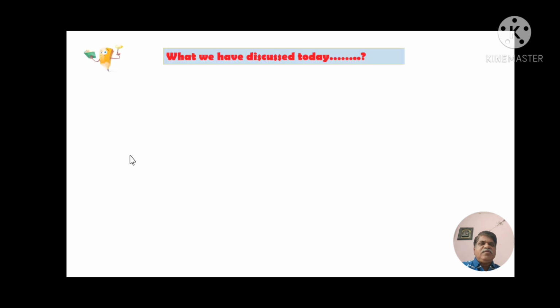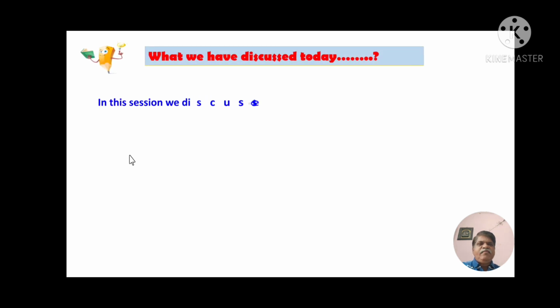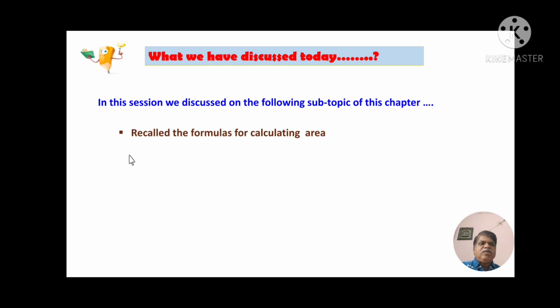Now, friends, what we have discussed today in this session is we have recalled the formulas for calculating the area of different geometrical figures, area of figures having a regular shape, then problems from this practice set 15.5.